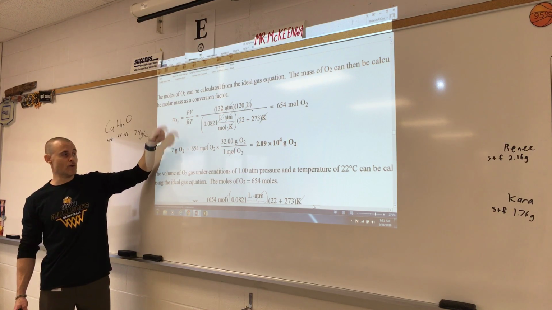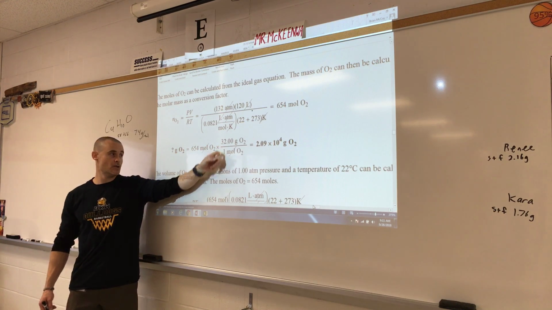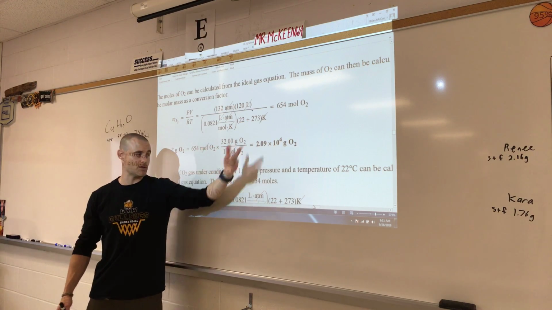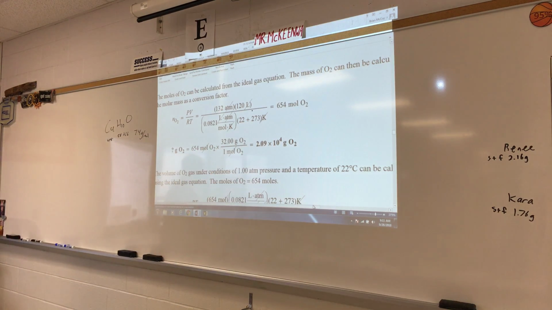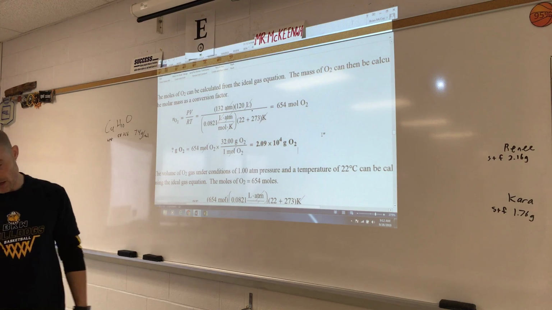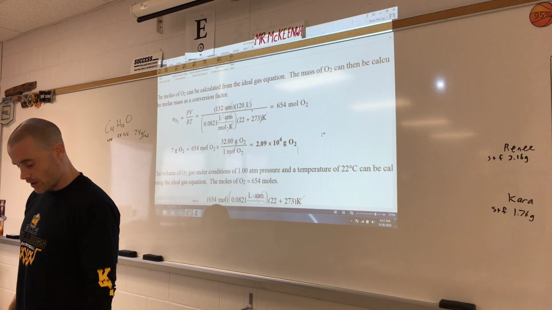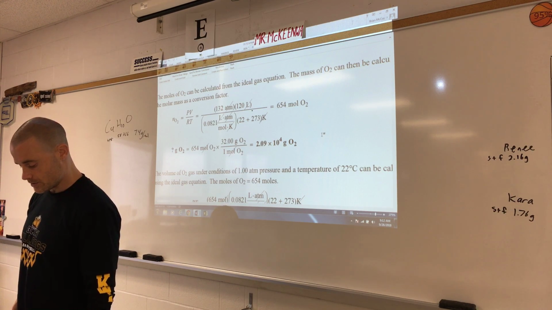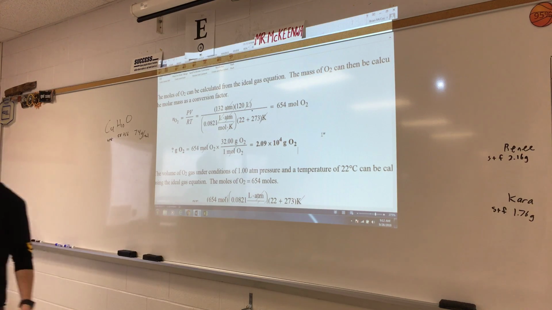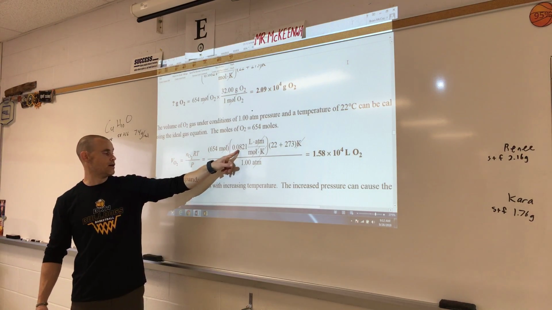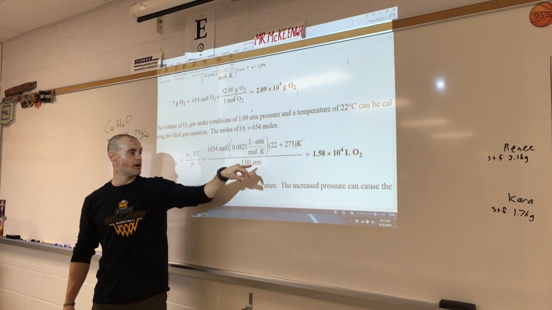You solve for moles. You know the molar mass is 32, right? So if you know the moles, multiplied by the molar mass, moles cancel, you get grams, which is about 21,000 grams of oxygen. Right? That's a huge number, 654 moles. So now it says, that's part A, I guess. The first part, how many liters of oxygen gas at 1 atm and 22 Celsius could the cylinder produce? Assume ideal behavior. They tell you that so you can use the ideal gas equation. You know the moles, you know the gas constant, temperature they gave you, and pressure.